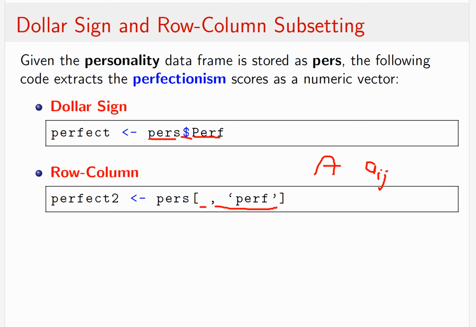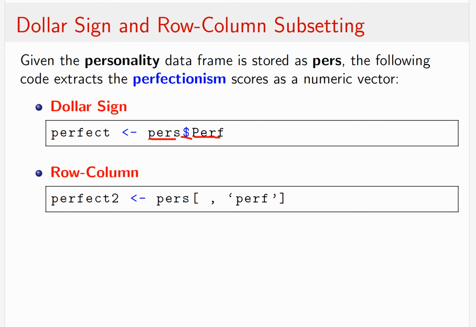I is the row that it's in, and J is the column that it's in. So we always go in that order, row column order. And this square brackets notation specifies to R, hey, I'm telling you what to do in the rows and the columns.